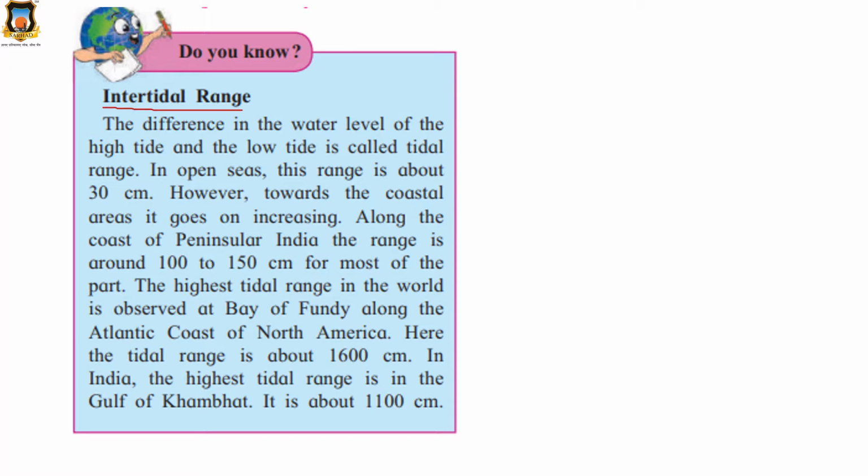Okay, what is this intertidal range? The difference in water level of the high tide and the low tide is called the tidal range. What difference? The difference in the water level. What happens at the high tide? Water level increases. At the low tide, water level decreases. So the difference between it is known as intertidal range.